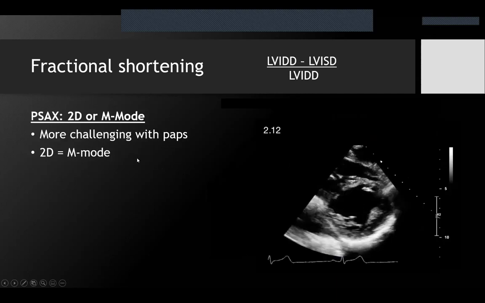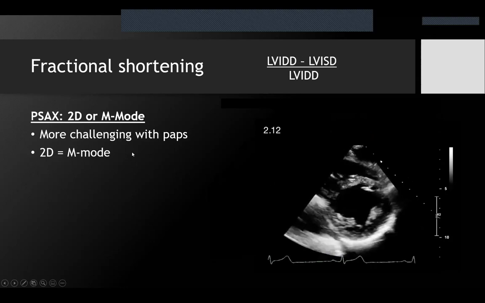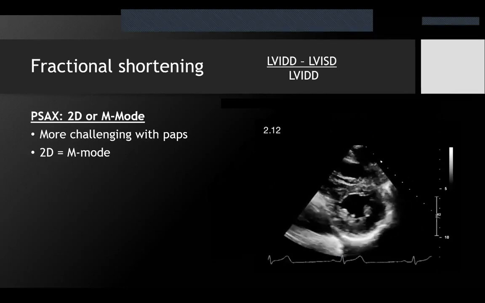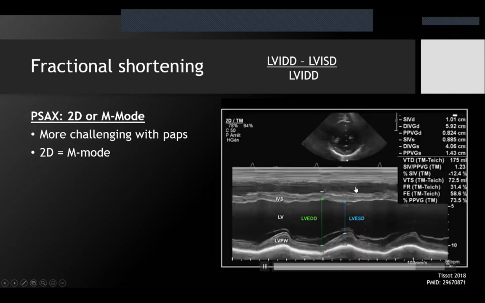So you could do fractional shortening, as I mentioned, on the parasternal short axis as well. And in this axis, I actually think that 2D and M mode are kind of equivalent because the myocardial excursion, as I mentioned earlier, is into and out of the plane. So if you put your M mode straight down the middle, that's really no different. And then you'll get the same idea, the LV end diastolic diameter. You can measure the LV end systolic diameter. You'll again get fractional shortening.